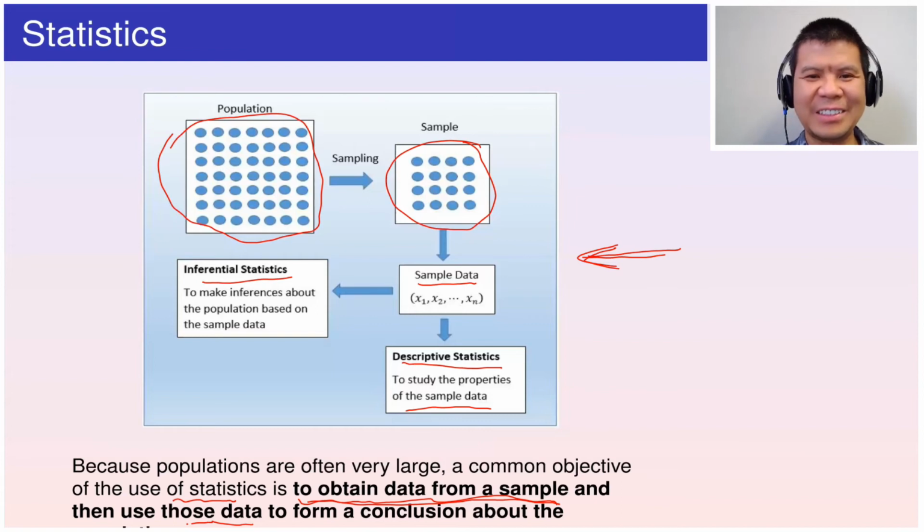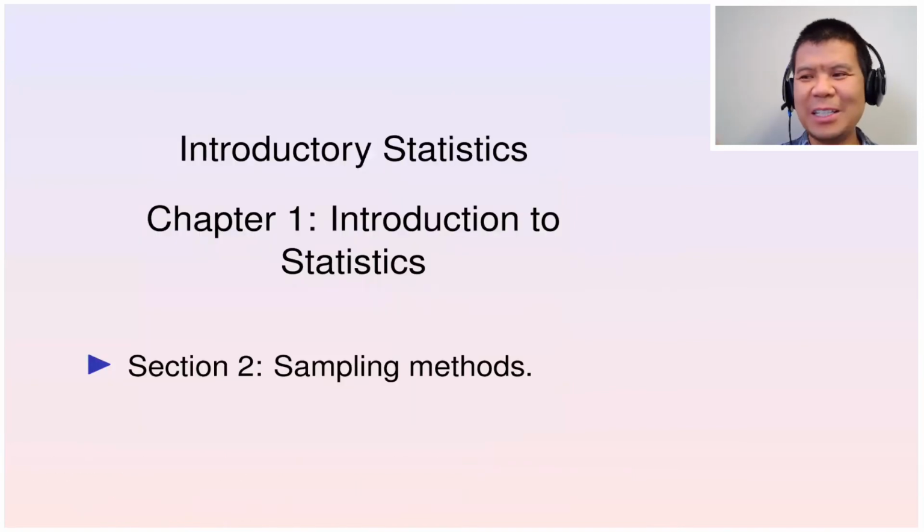So this is a basic introduction to statistics. Now let's move on to the second section, which is about the sampling method. As we see, it's always involved with the population and the sample. And how do we get a sample? We take a subset or subcollection from the population. Now, the question is, how can we do that? We have to be very, very careful when we are talking about sampling methods.